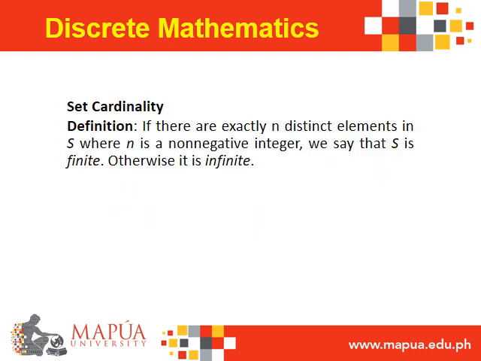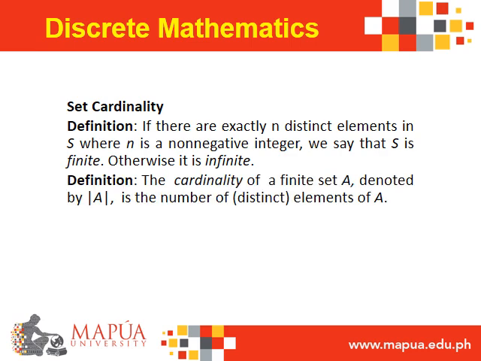Set cardinality implies the number of distinct elements in your set S, whereby n there is referred to as a non-negative integer. The definition of cardinality implies the number of distinct elements, as stated in this example, that if I have a set which contains a null or empty set, basically it has 0 elements.